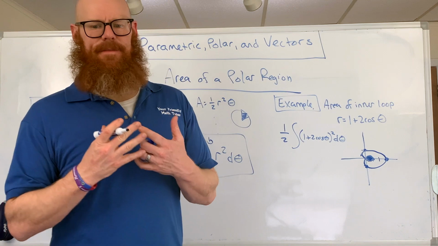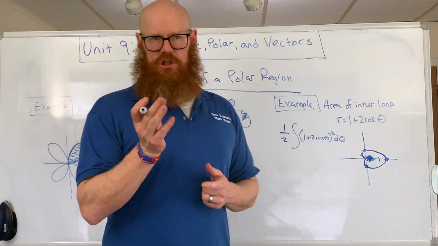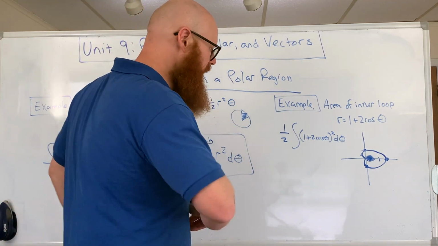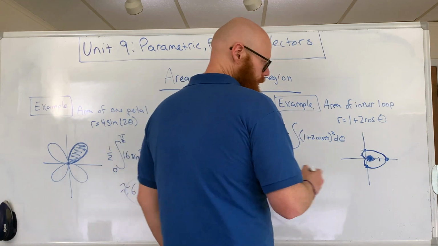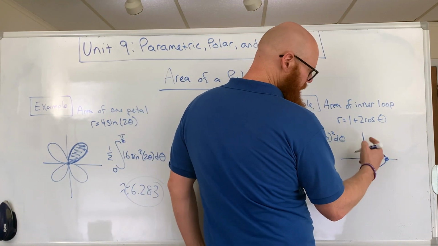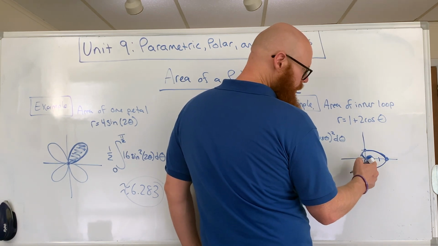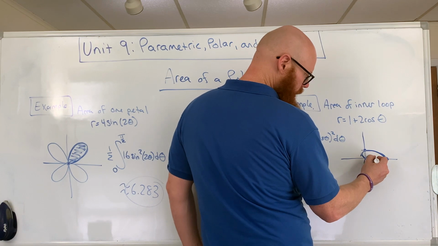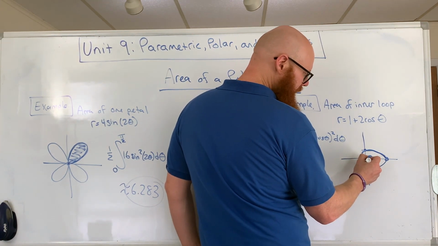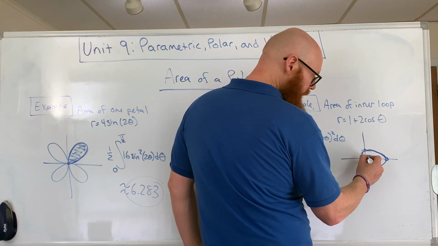The key is finding the bounds which are going to sweep this out. So let's trace this. When we plugged in 0, we got here. Then we plugged in pi over 2 and we were here. Then we plugged in pi and we ended up here. So that means we're coming this way. Here is the beginning of the inner loop, and then I loop, and I end up back here.